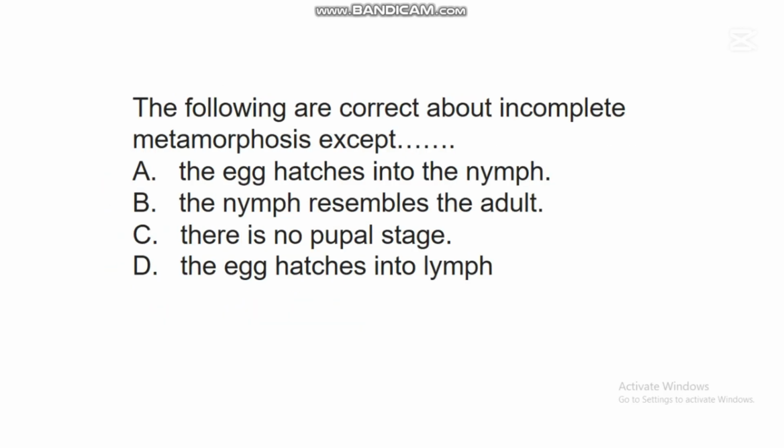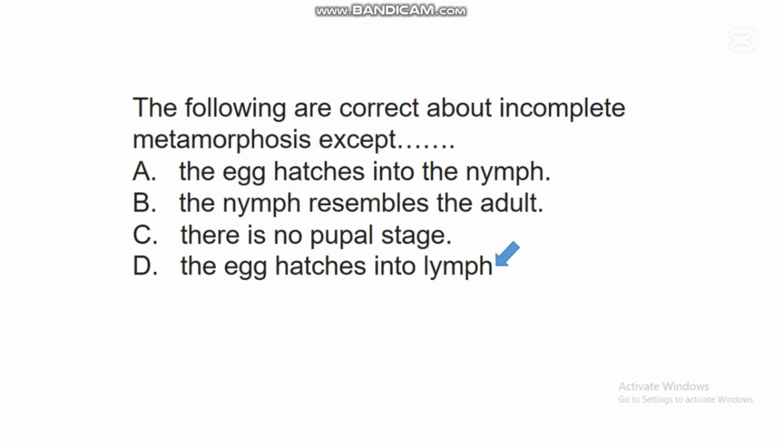The next question says, the following are correct about incomplete metamorphosis except dash. A. The egg hatches into the nymph. B. The nymph resembles the adult. C. There is no pupal stage. D. The egg hatches into lymph. In this question, the correct answer is D. The egg hatches into lymph.